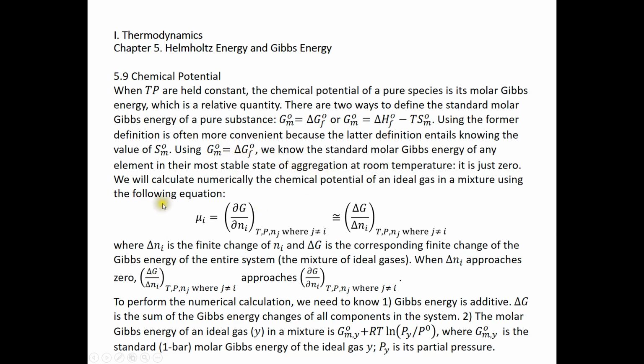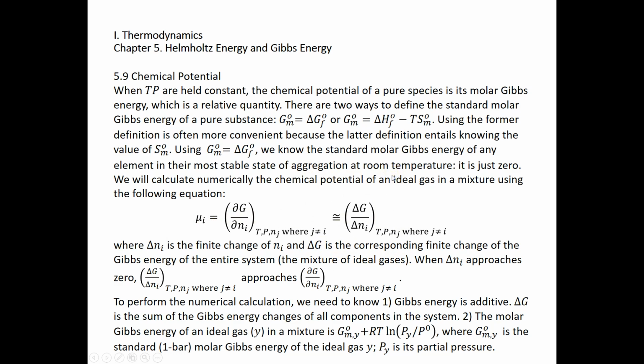Now we have this equation from IUPAC. Mu is delta G over delta N. Alright, and then we're going to use the finite change of the Gibbs energy divided by the finite change of the number of moles to estimate the numerical value of the chemical potential of a helium gas in a mixture. Alright, let's focus on this.